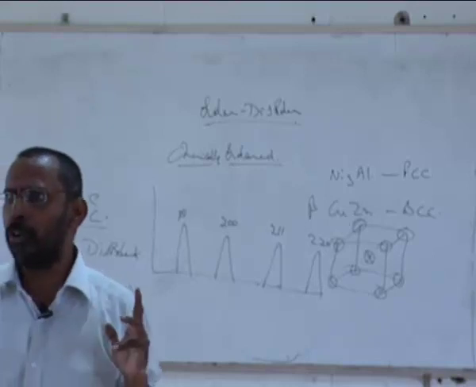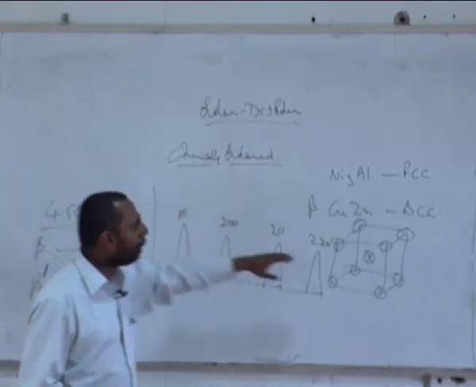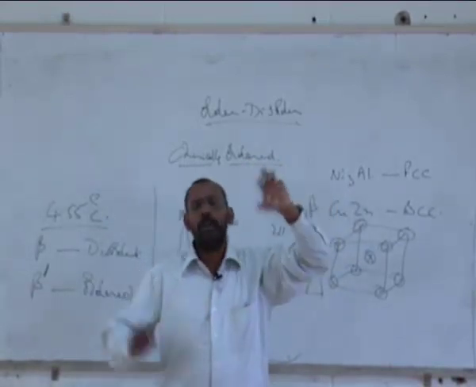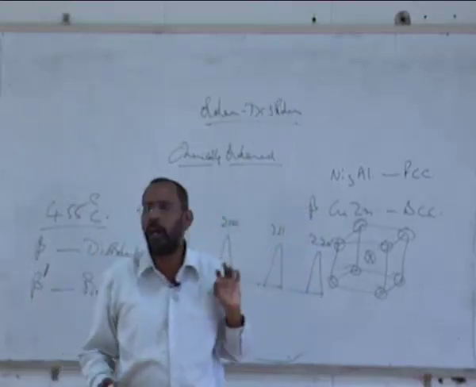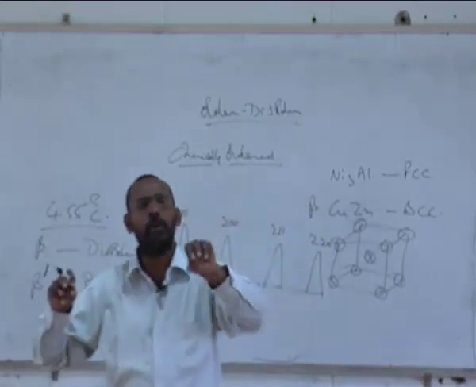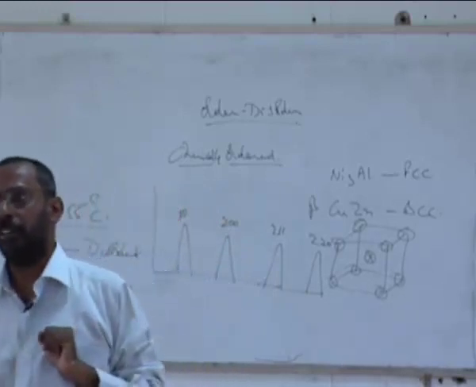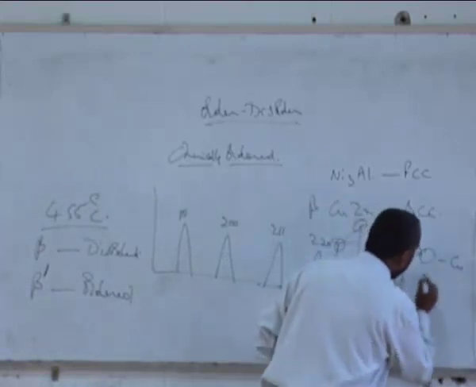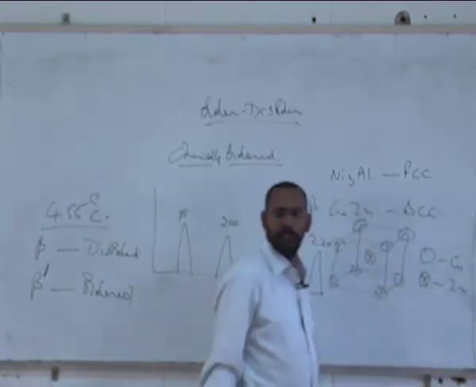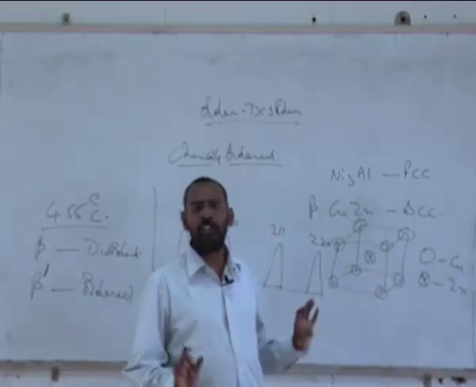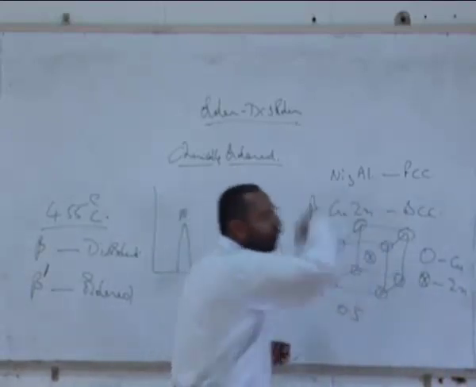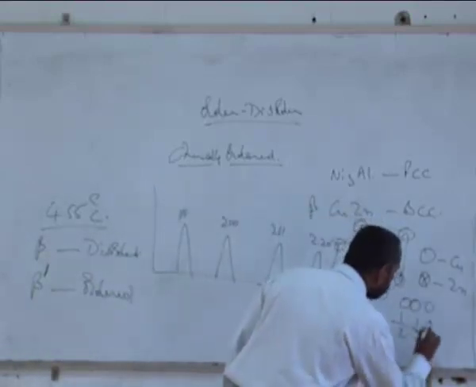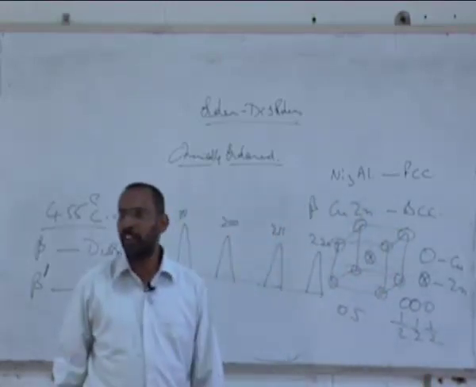What is the difference between these two? Once it becomes disordered, copper can go and sit anywhere. It is not that copper will sit only at the corners. In some unit cells copper may be sitting in the corner, in other unit cells copper may be sitting in the body center. If this is copper and this is zinc, the probability of finding a copper atom in a disordered structure is 0.5 at every position. If I define two positions, 0, 0, 0 and half, half, half, these are the two positions inside the unit cell.